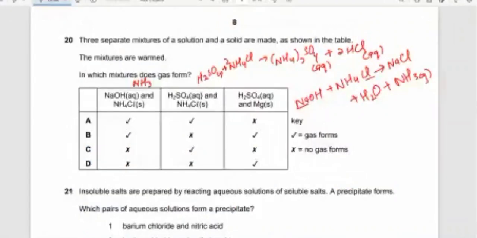Here is no gas in case of the reaction with Mg plus H2SO4? Yes, in this reaction you will find MgSO4. Metal plus acid gives salt plus gas, that is hydrogen. So hydrogen is released. So option B is correct. NH3 is released, no gas is released in one, and here hydrogen is released.